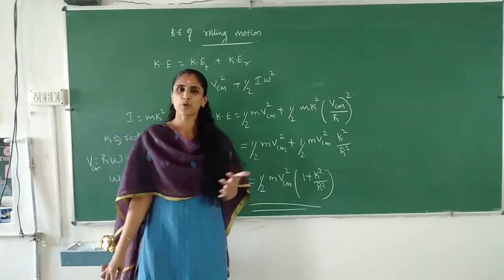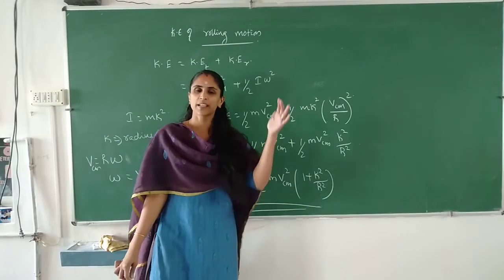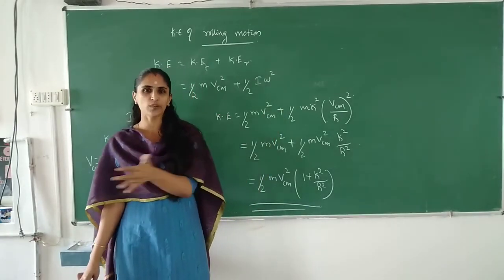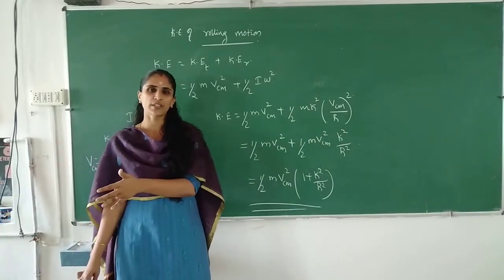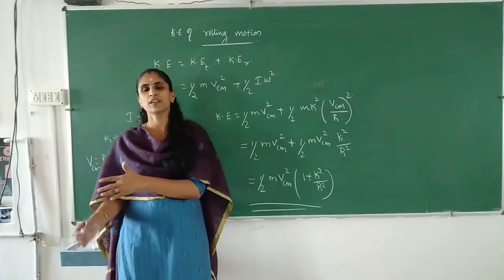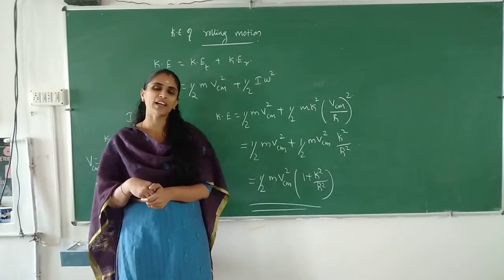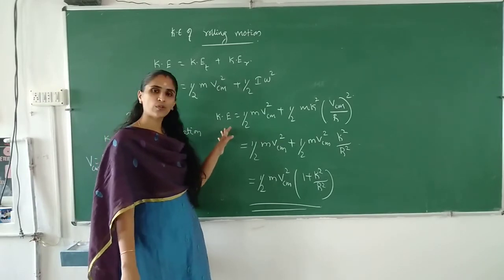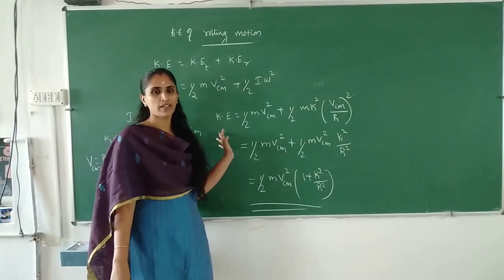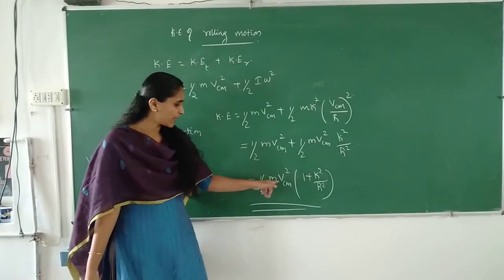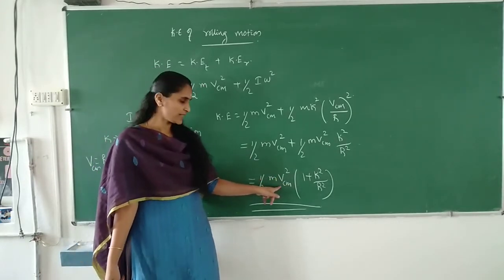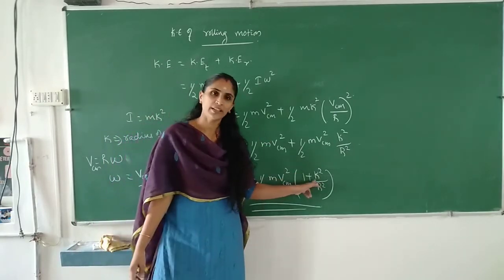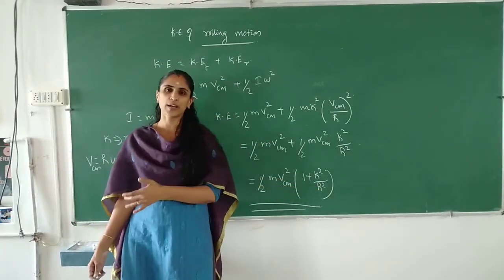And sometimes in problems they will give a question: three objects are rolling down an inclined plane, one sphere, one solid cylinder, one hollow cylinder. When they reach the ground level, which will have the highest velocity? So how to find that? You can equate this kinetic energy to potential energy, and from this Vcm can be found. Okay, and the radius of gyration for the different objects you have to find.